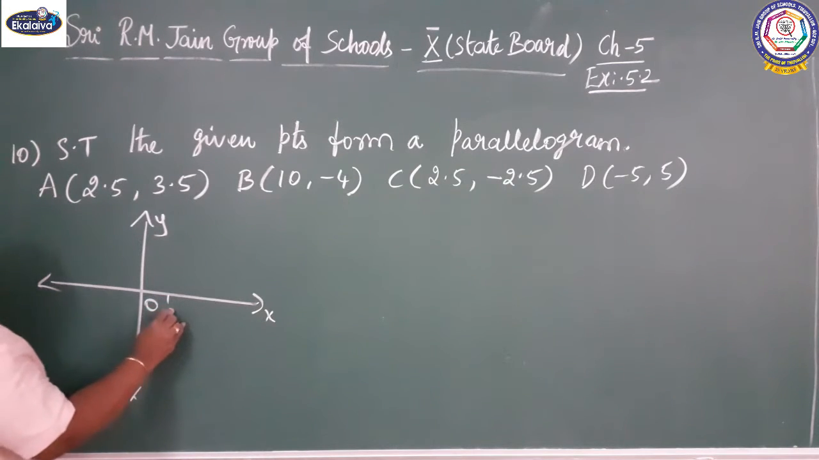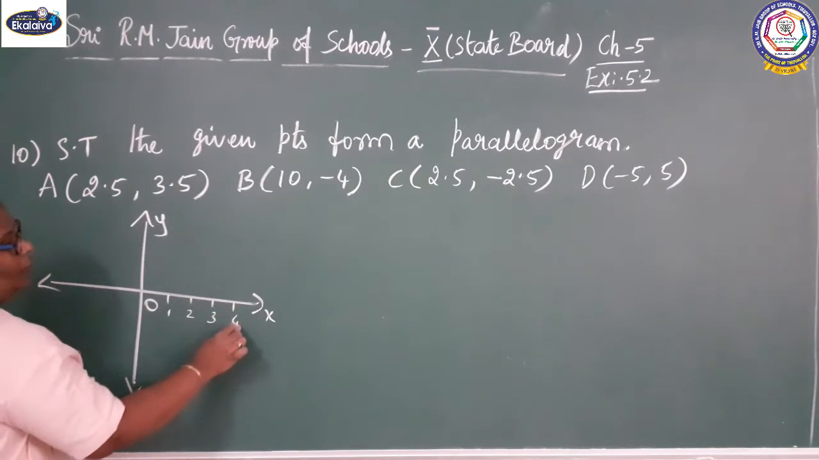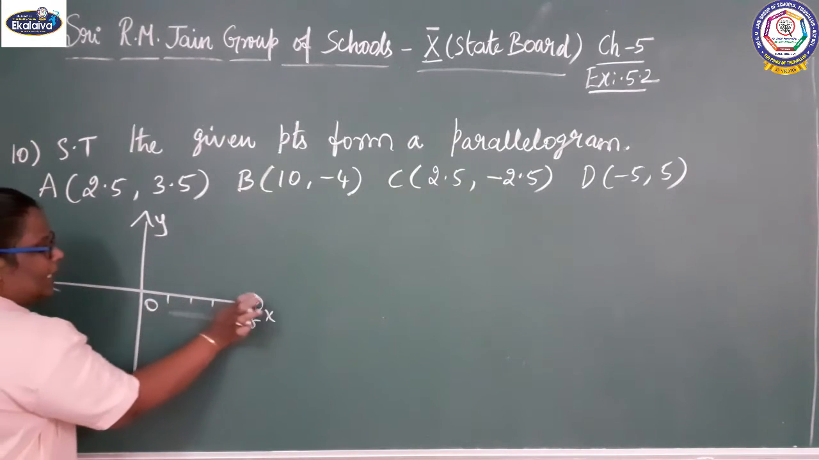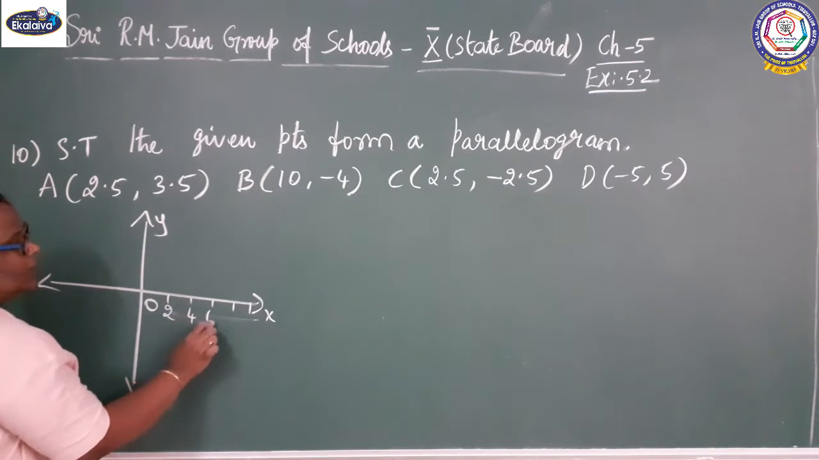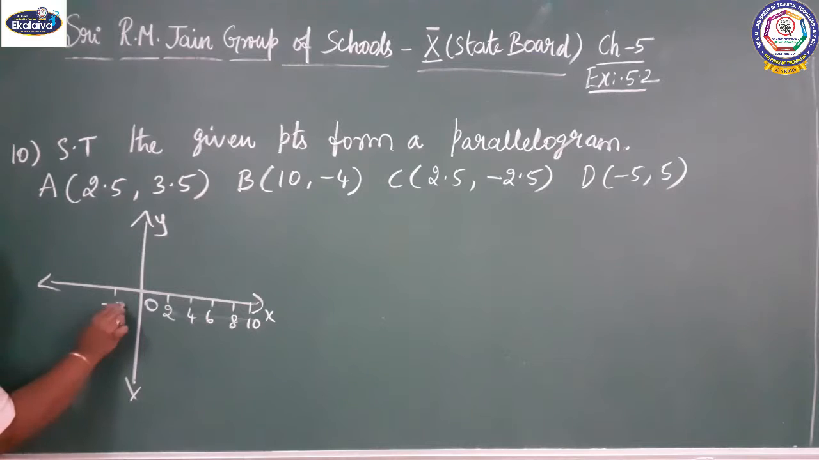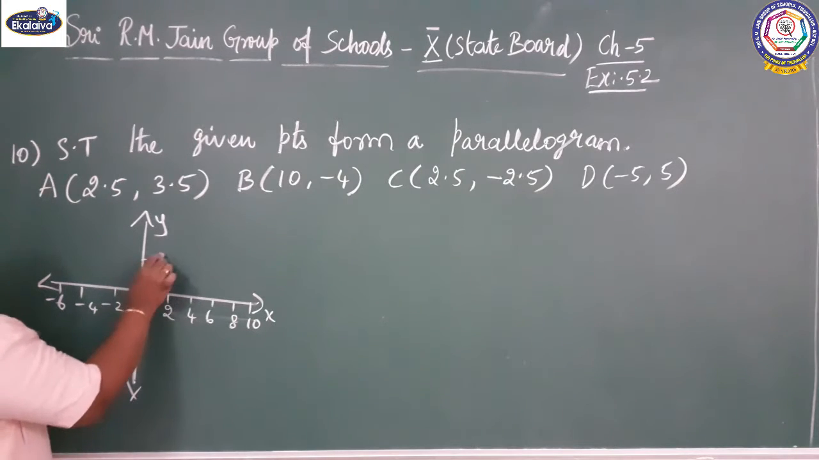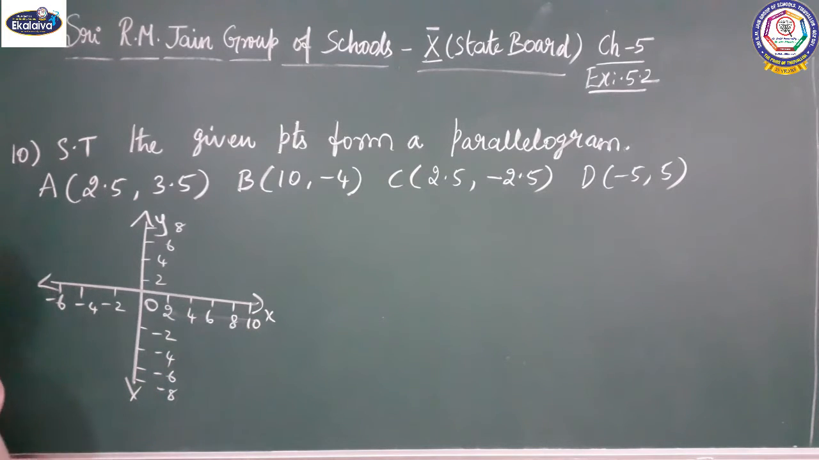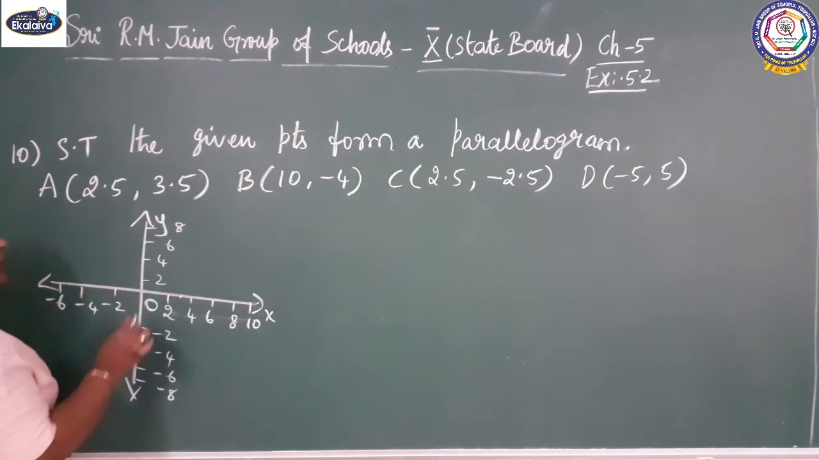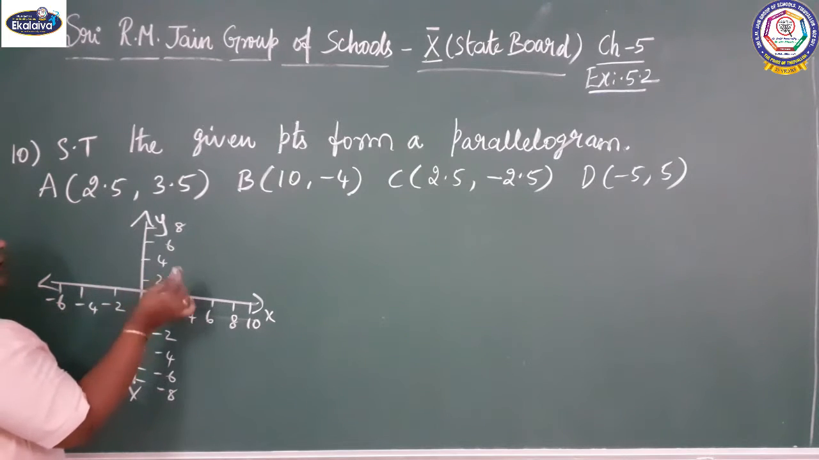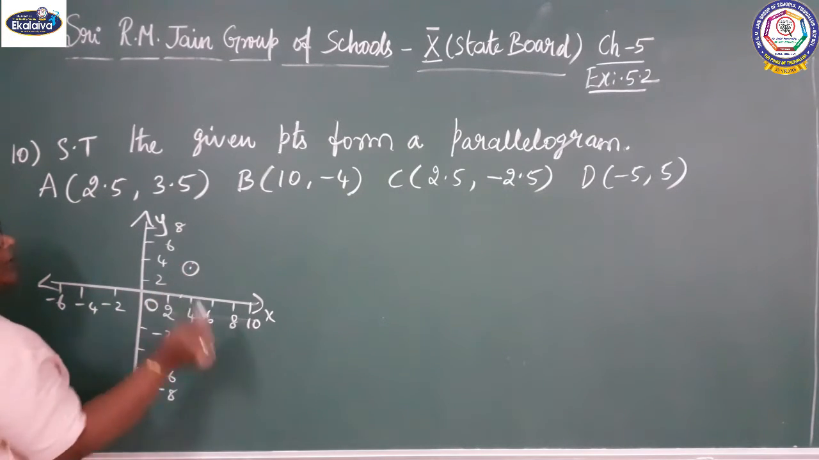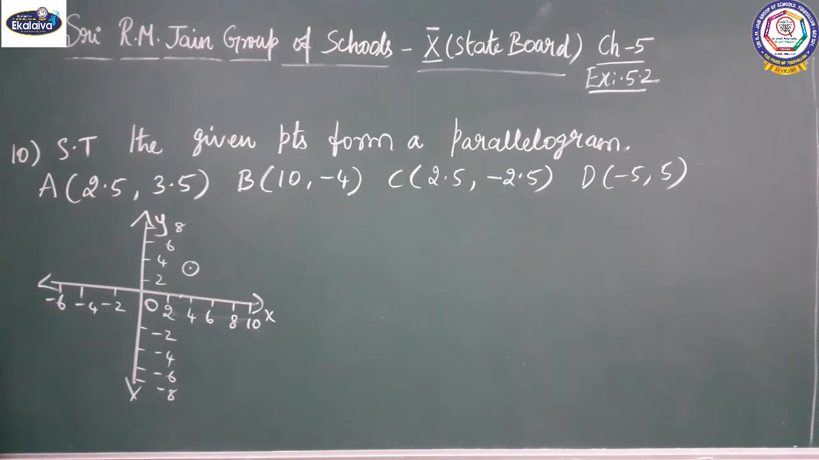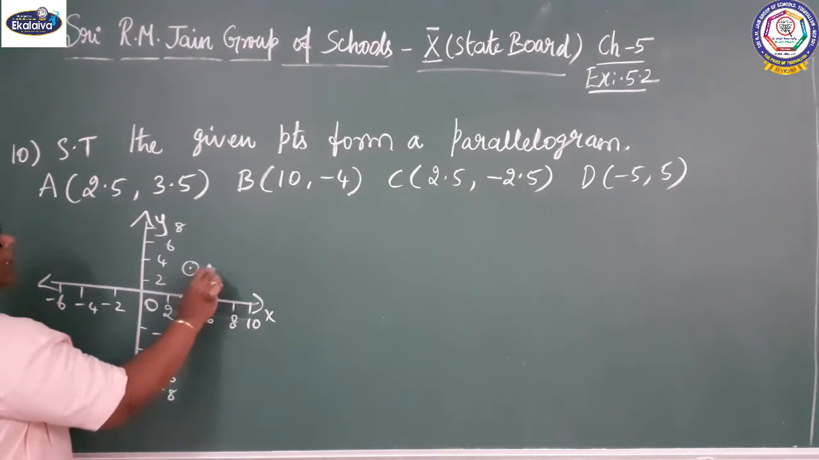Okay, on the axes, 2, 4, 6, 8, 10, and here minus 2, minus 4, minus 6, minus 8. First one is 2.5, 3.5, approximately.